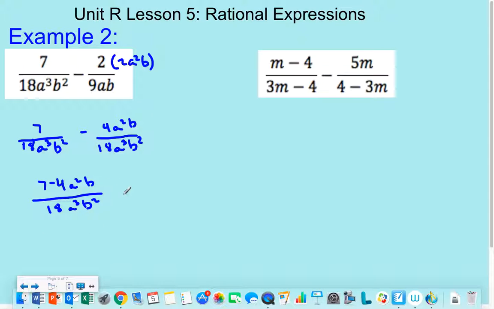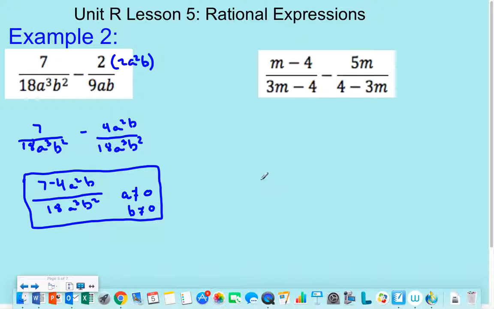And, of course, we have to just say that a cannot equal 0, and b cannot equal 0, because if they are, the whole thing goes to 0. And that's it. All right. Let's go with a slightly more complex version, and dealing with subtraction this time.